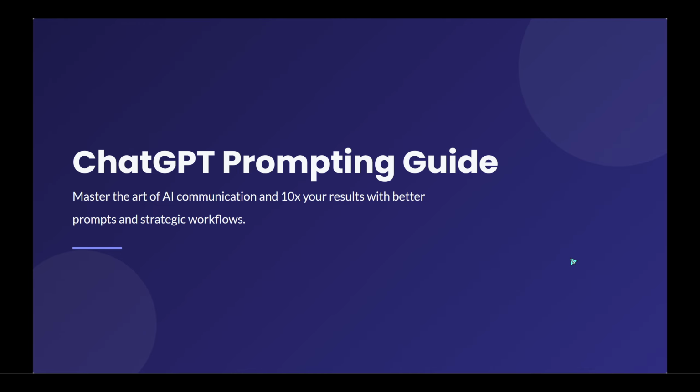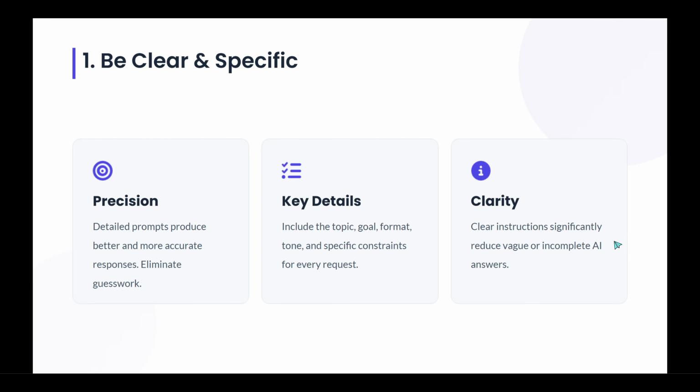Vague prompts create vague results. When you ask for something, spell out the topic, your goal, the format you want, the tone, and any must-include details. If you need a brief summary, say how long. If you're writing for a certain audience, name them.